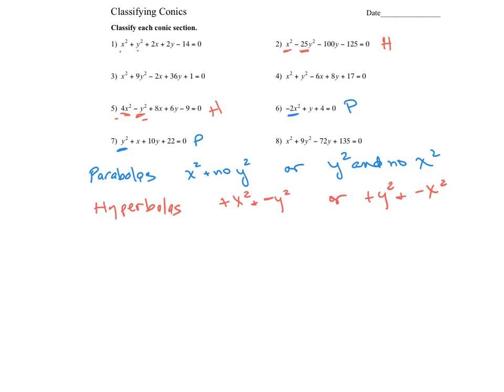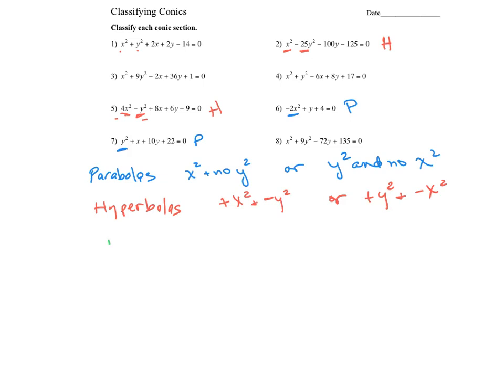Now the next two, you're going to decide if it's an ellipse or a circle. Well, in all of these, you have an x squared and a y squared. And in all of them, they're all positive when you move them to the same side of the equation. There might be a trick question where they have some on the right. You move everything to the left side, they're all positive. So you're going to look at the coefficients.